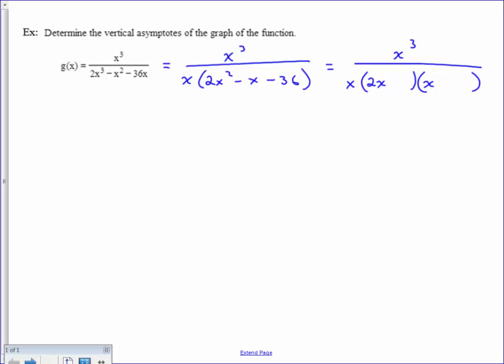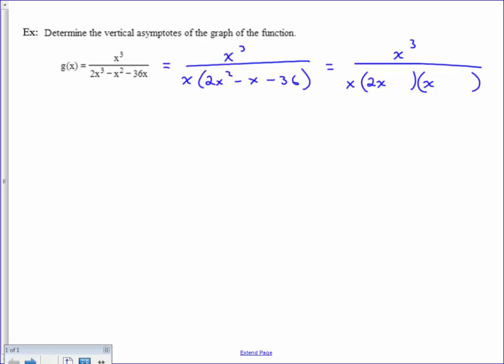And then we need 2 factors of 36. And this is a guess and check problem, so make sure y'all remember that you don't have to have factors of 36 that add to the middle term -1. You only have to find factors of 36 and then check by foiling to make sure that your polynomial foils back to the 2x squared minus x minus 36.